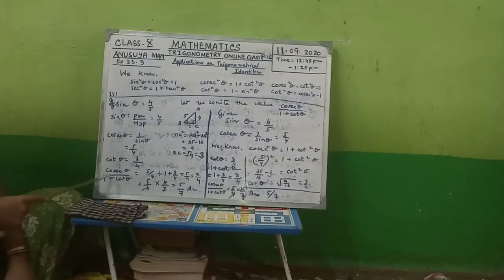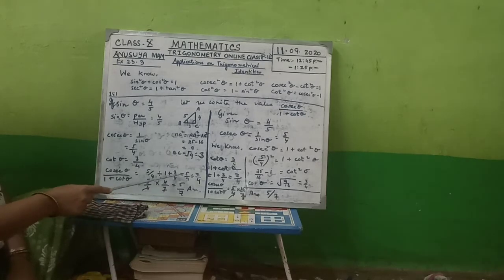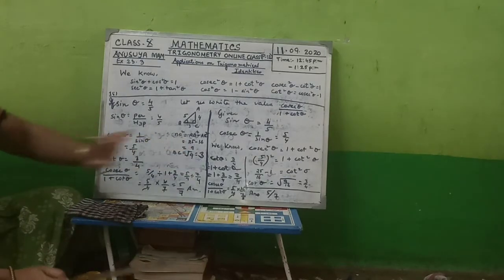So cosec theta by 1 plus cot theta is equal to 5 by 4 divided by 1 plus 3 by 4. If we just do the addition, what do we get? 5 by 4 divided by 7 by 4. That is 5 by 4 into 4 by 7. Cancel it, you will get 5 by 7. This is the answer. This is one procedure.